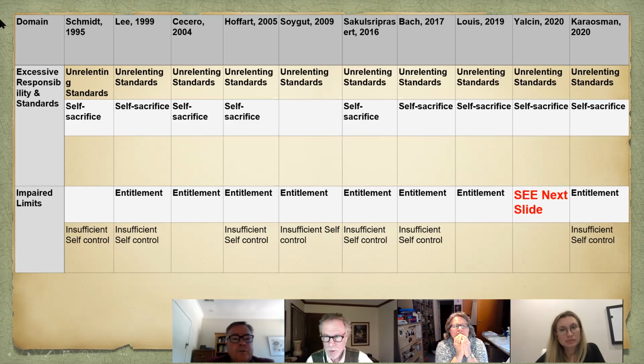I just want to also emphasize that this one's important. The third factor, excessive responsibility standards, and that's extremely important across the studies.